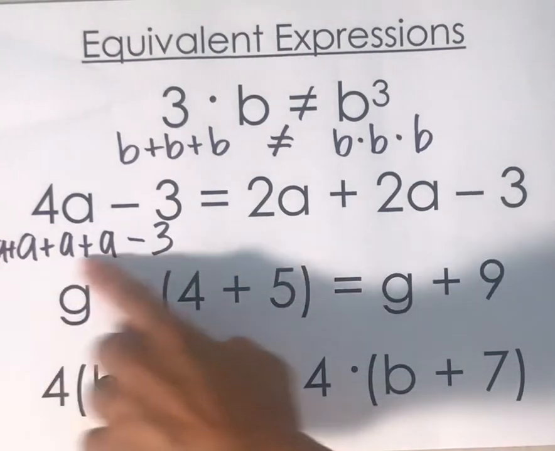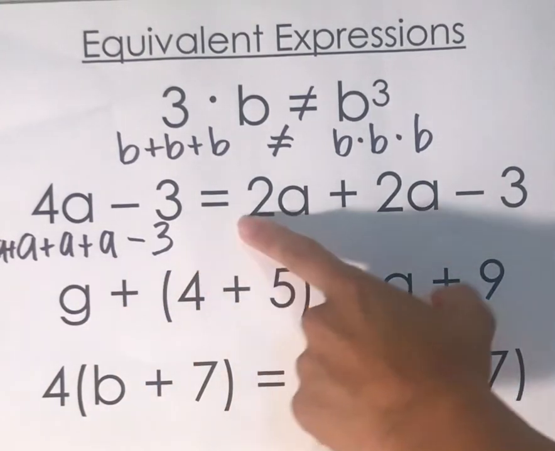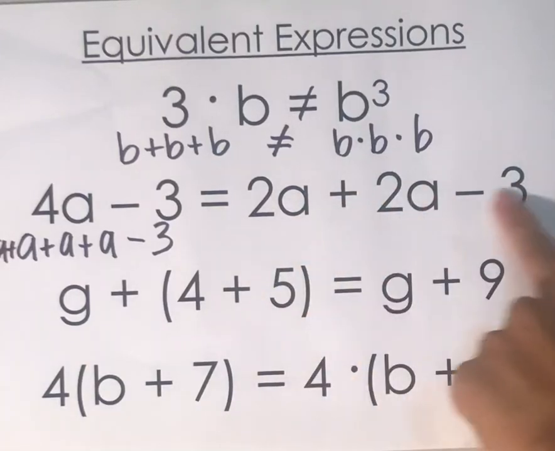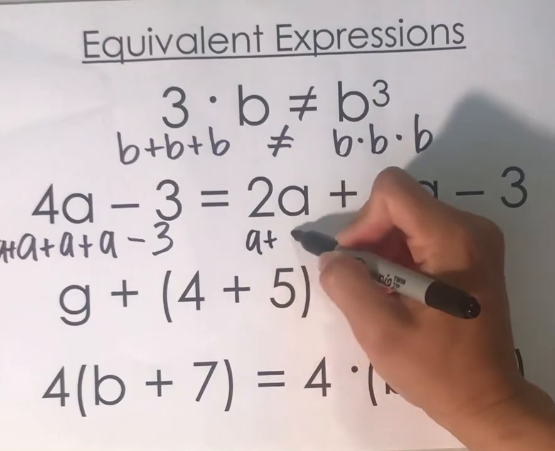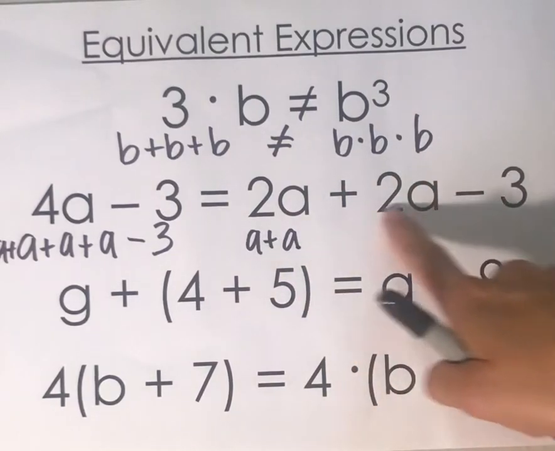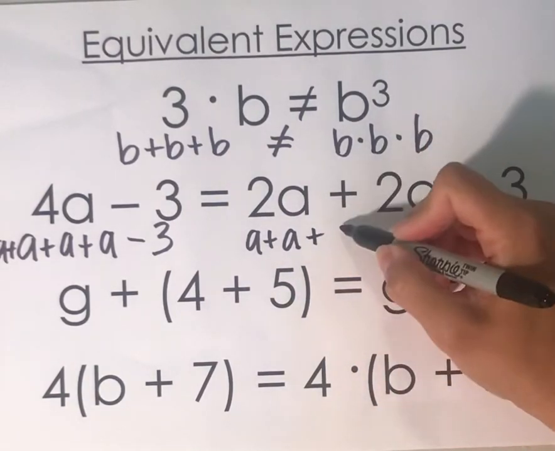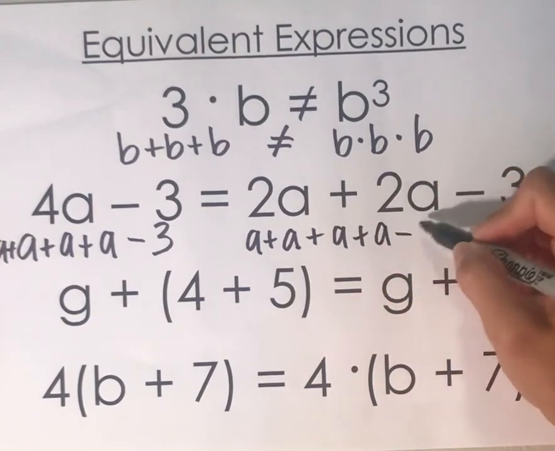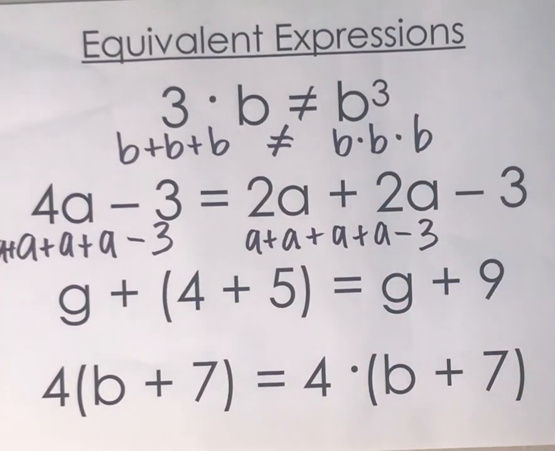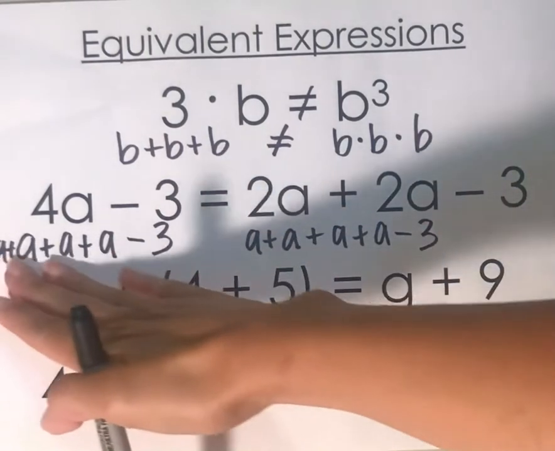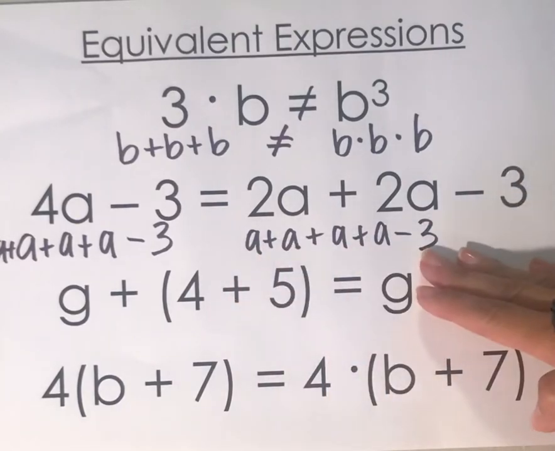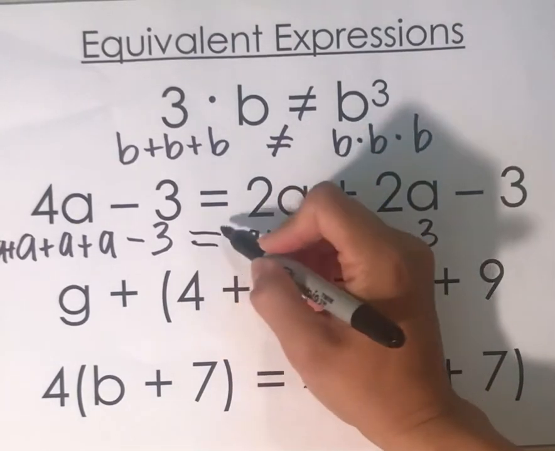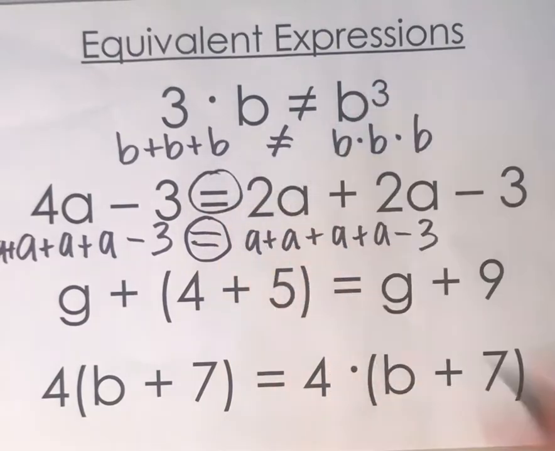So since we have 4 a's minus 3, we have to decide, do we have 4 a's over here? And if you see, I have 2 a's, so that would be a plus a. Over here, I also have 2 a's, so that would also be plus a minus 3. So as you can see, on this side, I have 4 a's. On this side, I have 4 a's as well. So we would say that these are equal to each other. They are equal.